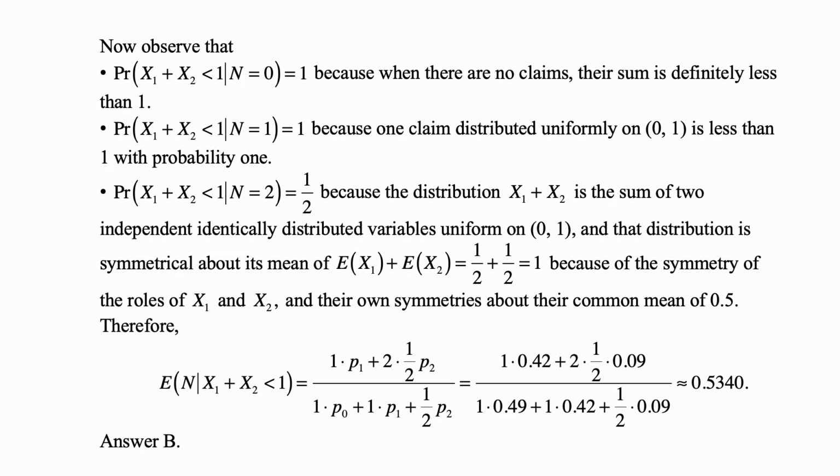So this expected value we're looking for, E of n given x1 plus x2 is less than 1, equals 1 times p1 plus 2 times 1/2 p2, over 1 times p0 plus 1 times p1 plus 1/2 times p2. And now we just plug in those values. And we calculate this to be approximately 0.5340, which is answer B.